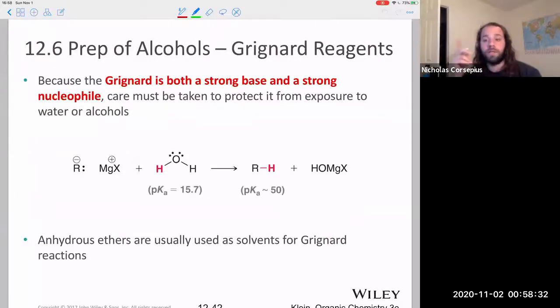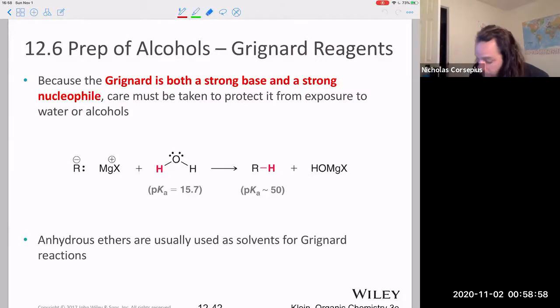The one thing about Grignards that is kind of a pain in the butt to work with is they cannot be used with any sort of a protic solvent, because Grignards are not only great nucleophiles, but they're also really strong bases. This is a big consideration when you're doing chemistry in the lab. You want to make sure that you've dried your glassware, because any sort of water that's coated on the inside of the glassware will react with that Grignard.